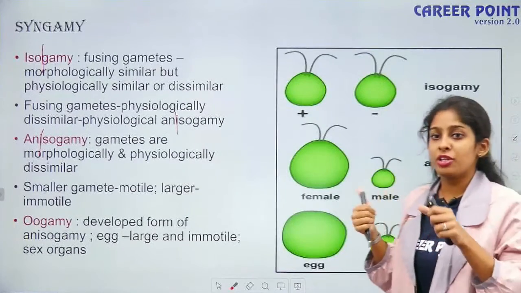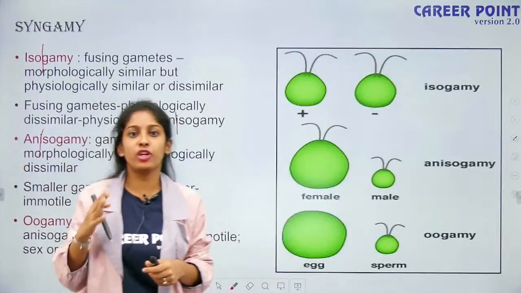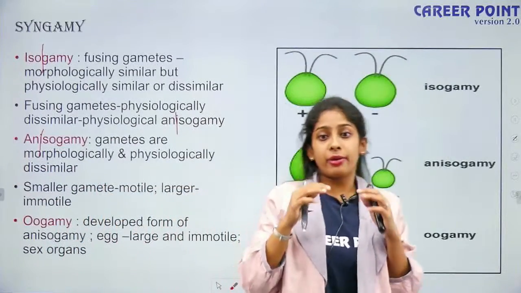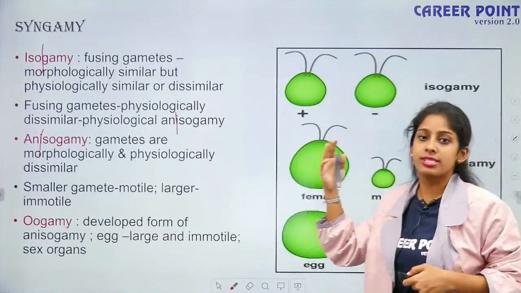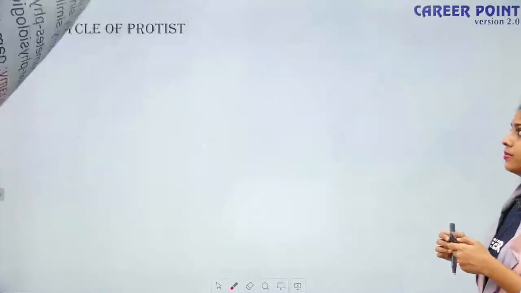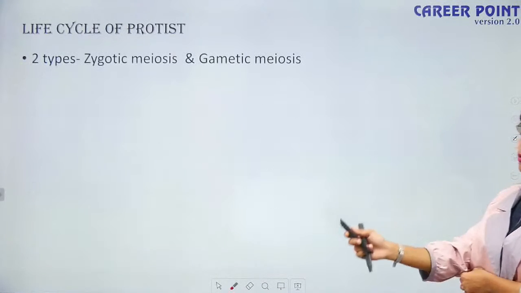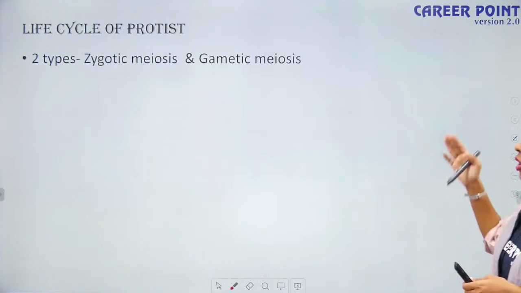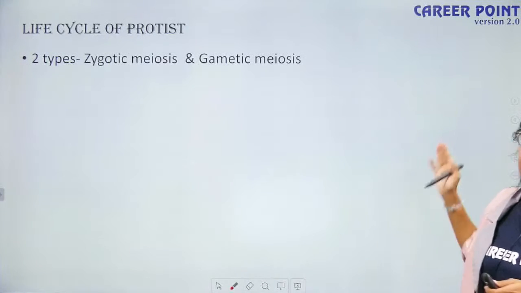It is not only particular to this topic, this concept is also carried forward in your plant kingdom. So I recommend you make a note of it, because again and again we'll be talking about what is syngamy, what is isogamy, etc. Fine. Okay, so what is the life cycle of your protist? The life cycle of protists is of two types. The first one is zygotic meiosis, and the next one is gametic meiosis.